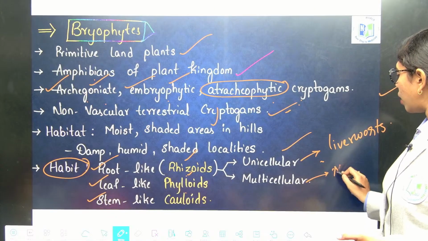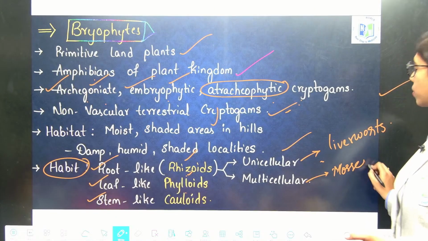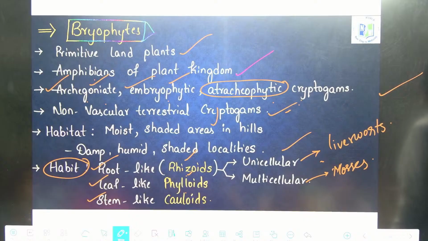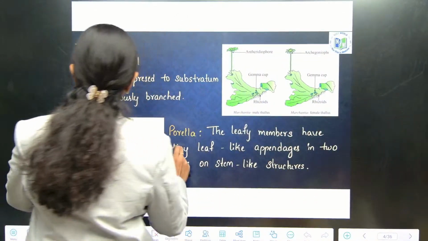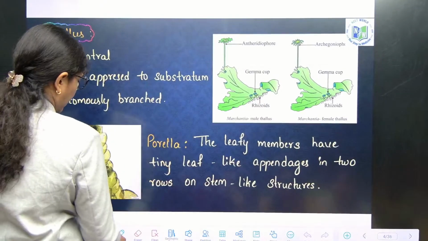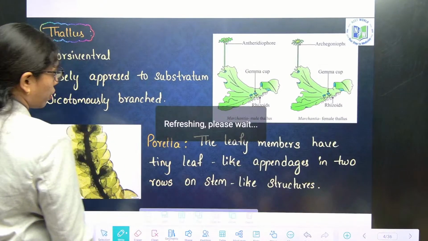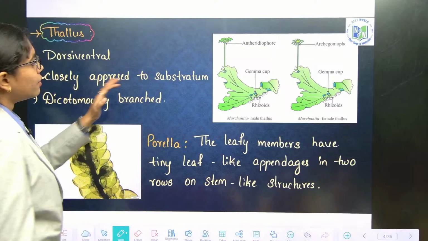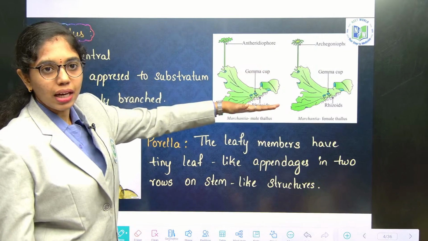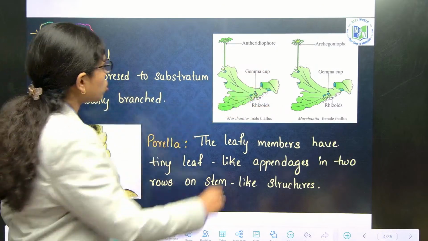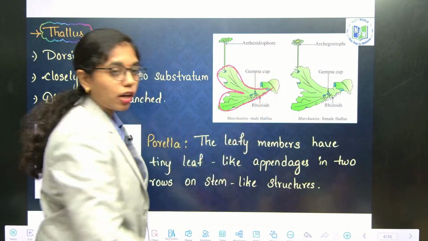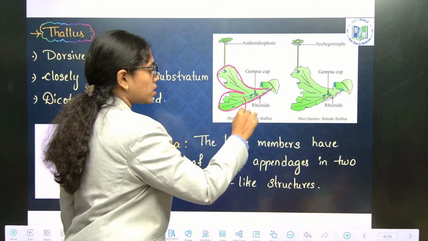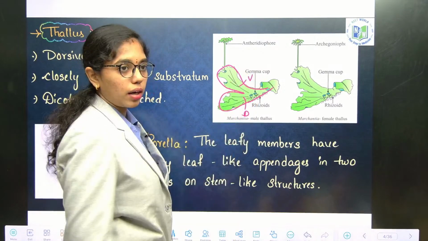Multicellular rhizoids you observe in mosses. Clear? Bryophytes. Next, the thallus. It is dorsiventral. Marchantia has what type of thallus? Dorsiventral thallus, which is closely appressed to the substratum, and this also shows dichotomous branching. This is the dorsal part, this will be the ventral part.